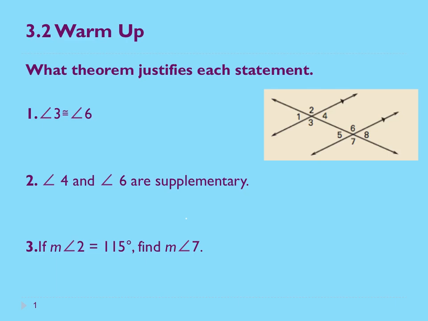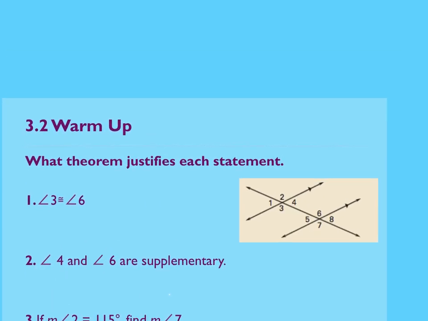So your interior angles. Okay. So the congruent ones would be alternate interior, alternate exterior, and corresponding. So that leaves what for the consecutive interior angles? Good. When the interior angles are supplementary.